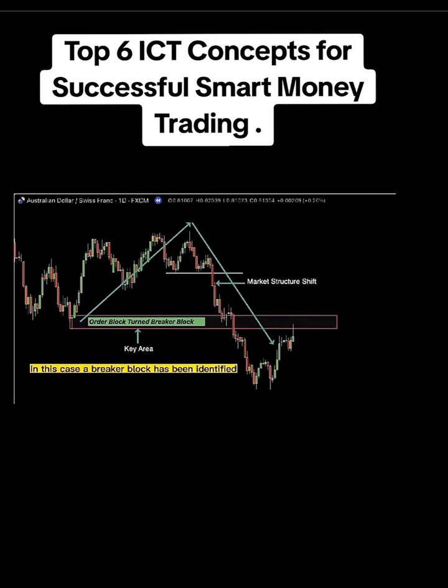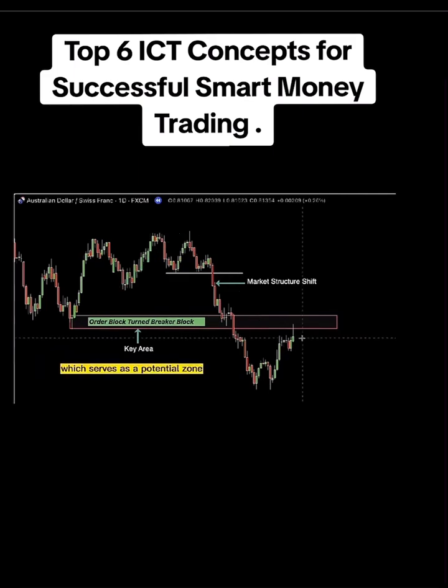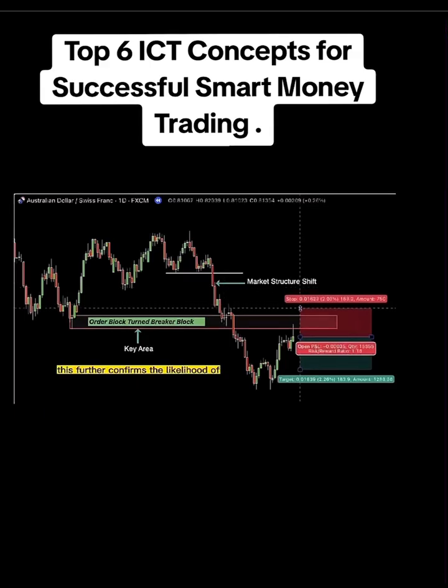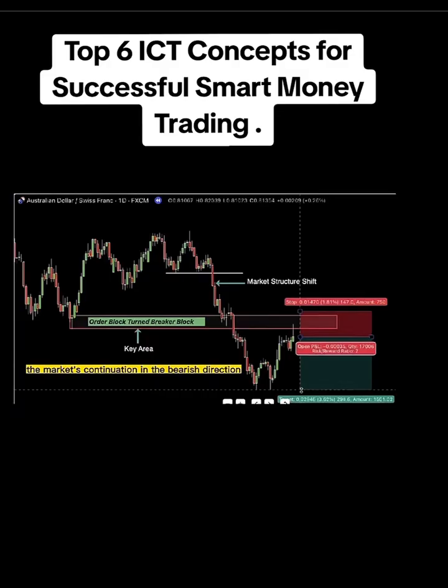In this case, a breaker block has been identified, which serves as a potential zone for the market to retest before continuing the bearish trend. This further confirms the likelihood of the market's continuation in the bearish direction.